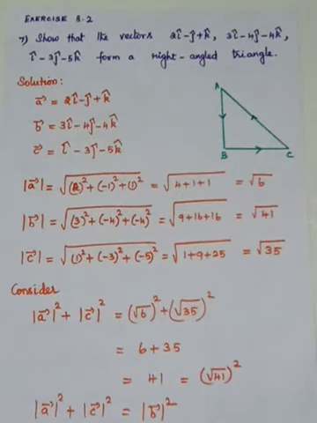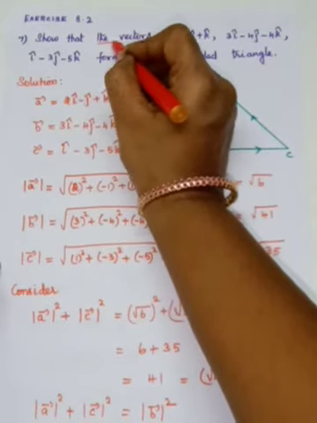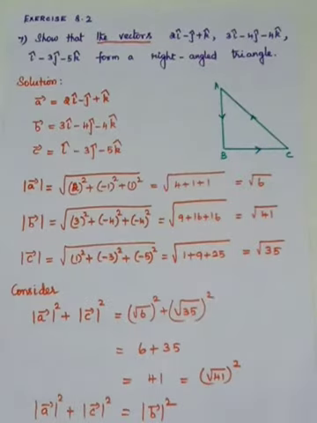Good morning, students. Exercise 8.2, problem number 7. Show that the vectors 2i cap minus j cap plus k cap, 3i cap minus 4j cap minus 4k cap, i cap minus 3j cap minus 5k cap form a right angle triangle. Here it is given, show that the vectors. So vectors are given, and we have to show the three vectors form a right angle triangle.